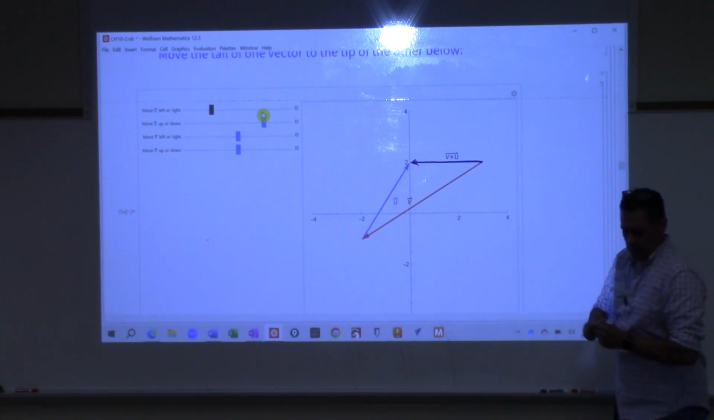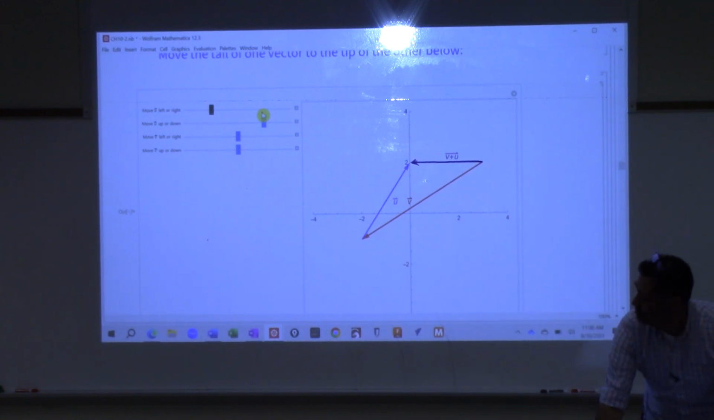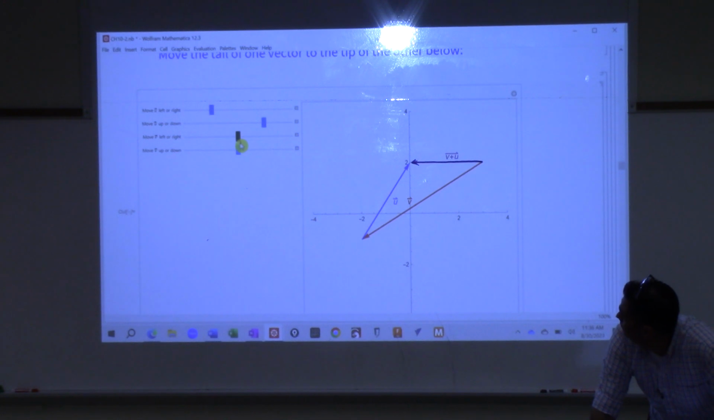Now, I could have done it the other way around, right? I could have moved the red one instead. There. Sorry, what am I doing? I'm attaching tip to tip. That's not what I want. I want tail to tip. There we go. So which one should I move? Let's move u to the right.